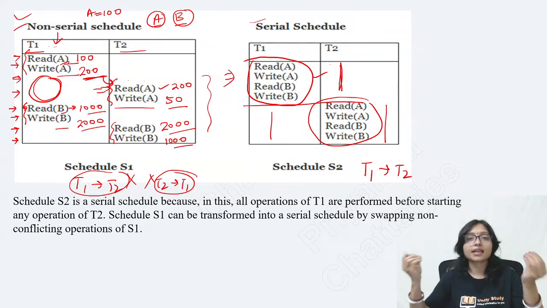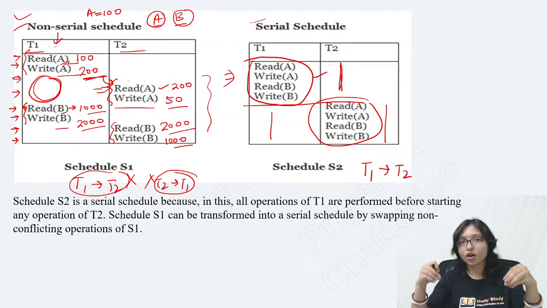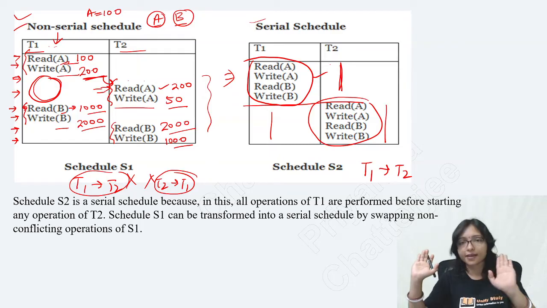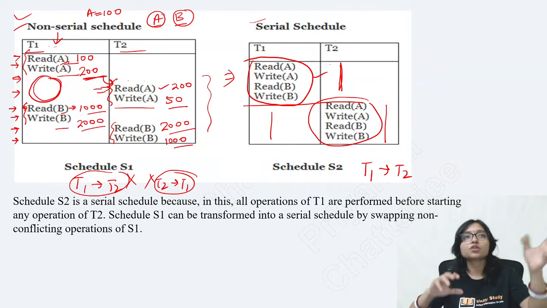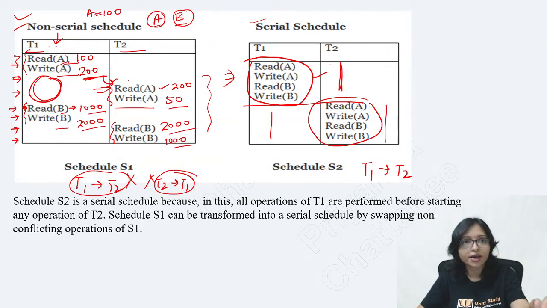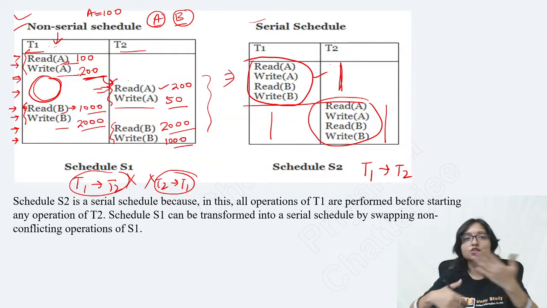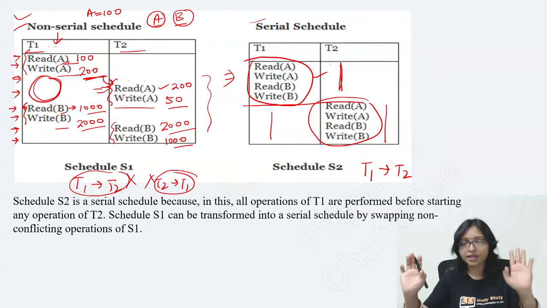Now, if it is clear, let me know in the comment section. Yes, till now it is clear what is non-serial and what is serial. Serial means we are able to serialize. Do your complete work, then one by one, one by one. Nothing like swapping going on, right?